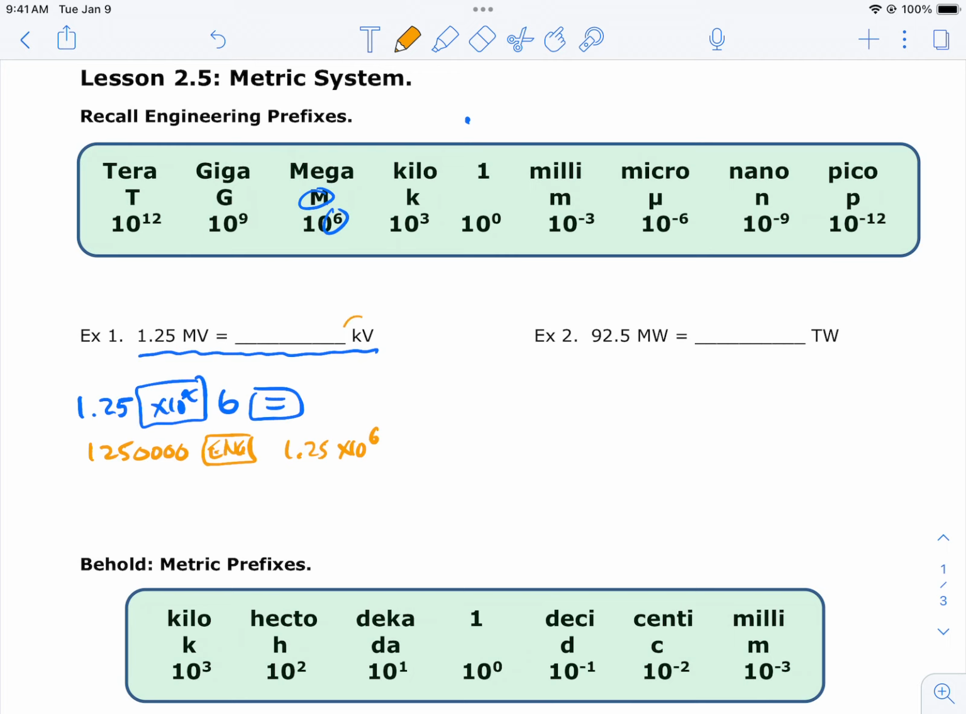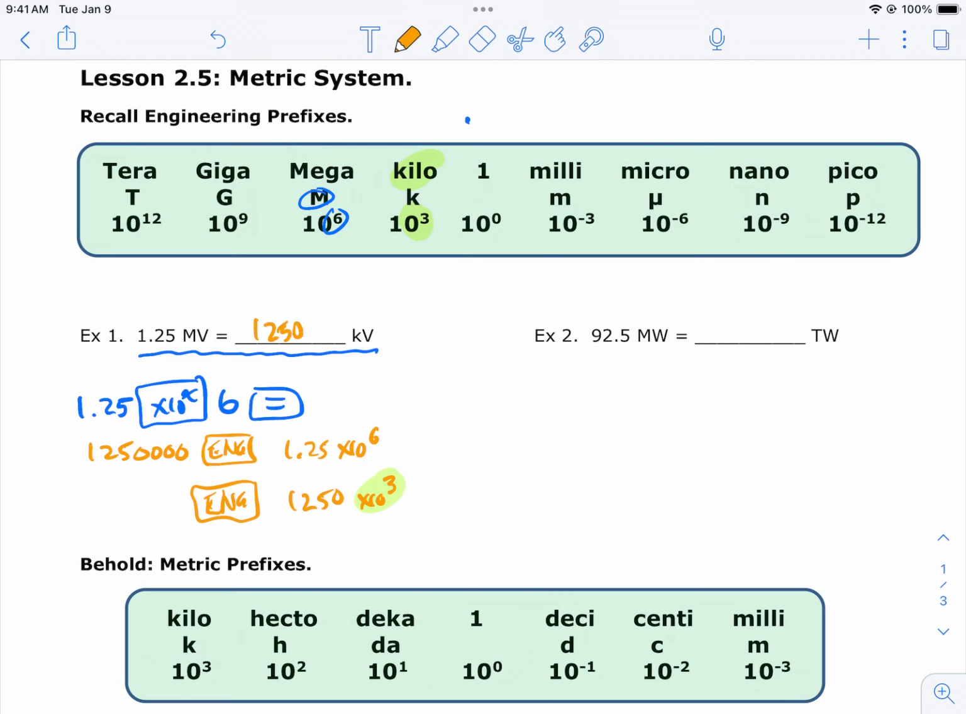So how does that help me get to kilovolts? Well, the secret is to hit the eng button again. Okay, and now it says 1250 times 10 to the 3, which I hope you recognize, 10 to the 3 is what kilo means. Since our whole goal was to convert to kilovolts, there's the answer, 1250.